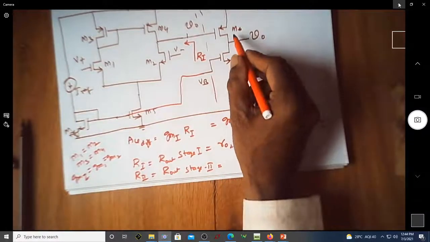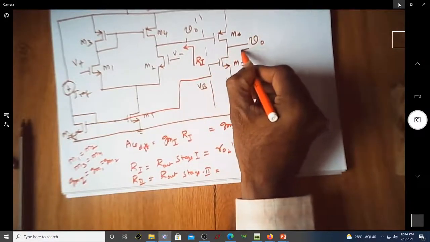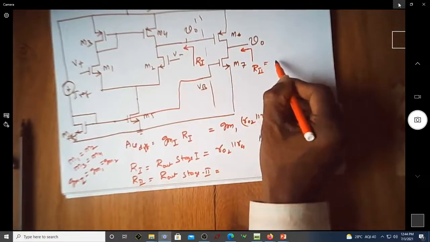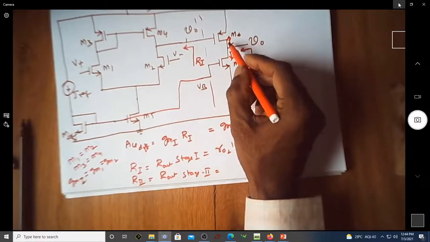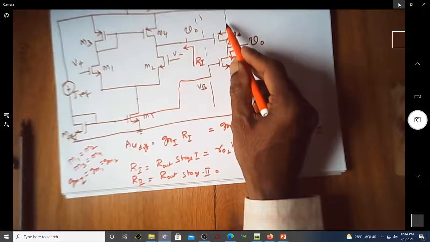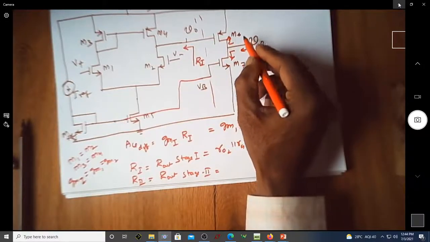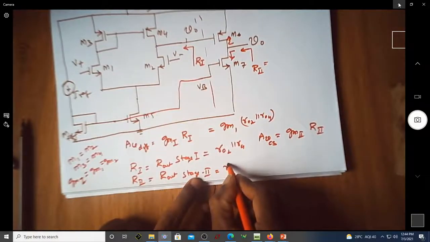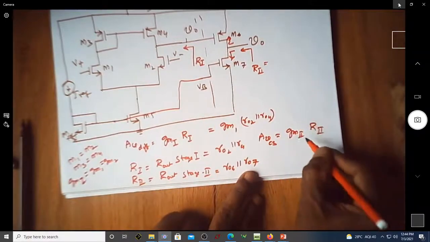So we know that if you have an active load CS amplifier, the resistance seen from this point, which is nothing but R2, is the resistance looking up here and looking down here. Since you're looking towards the drain with the source AC grounded and this gate also AC grounded, we will see a resistance of R06. So looking down here, it is R07, so I can write it as R06 in parallel with R07.